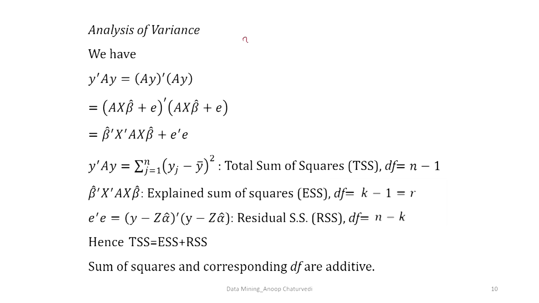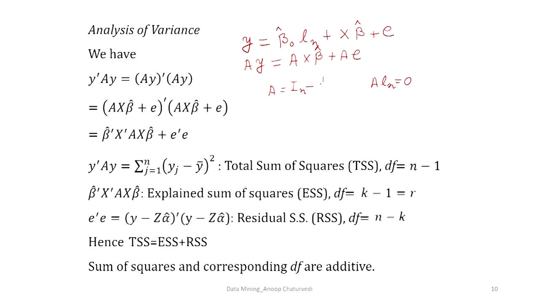Now, we can write y equal to beta naught hat l_n plus X beta hat plus e. So, A y is equal to, now notice that A l_n is equal to 0. So, this is A X beta hat plus A e. Then y transpose A y can be written as (A y) transpose (A y), because A is an idempotent matrix. Actually, the expression for A is I_n minus 1 by n l_n l_n transpose.